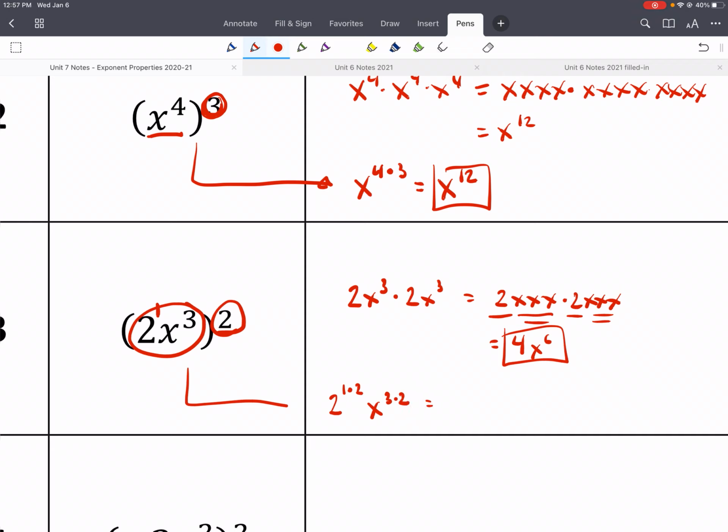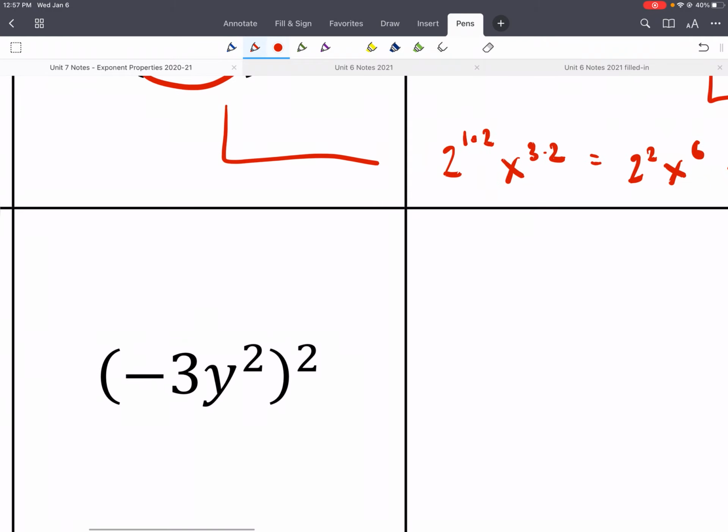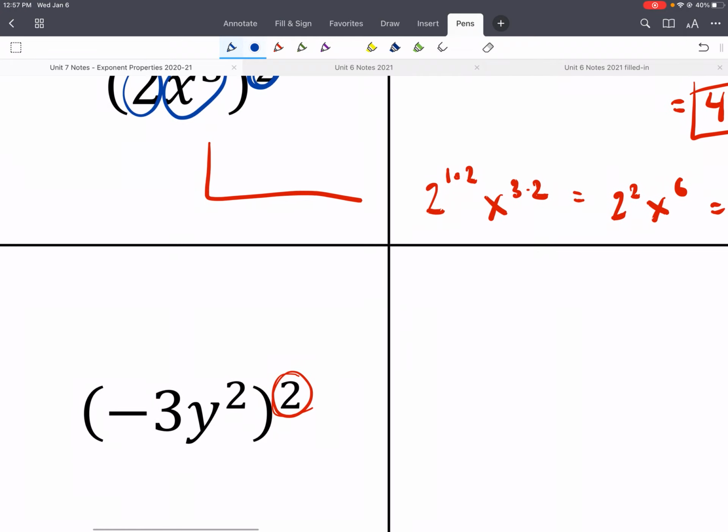So we'd end up getting 2 squared times x to the 6th, or 4x to the 6th. Okay? So basically everything that's in that parenthesis is going to have this exponent with it. So we're going to have 2 squared, and we're going to have x to the third squared. So everything in that parenthesis is going to be squared.